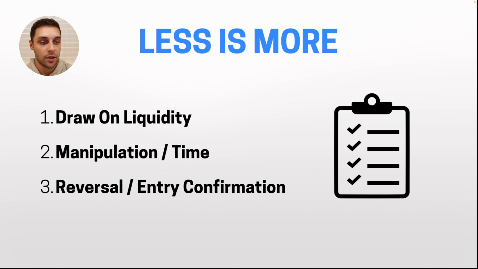Okay, so today, as we're going to progress through the video, we're going to dissect draw on liquidity and how you can get a better idea of where price is going and where you can be targeting to have better, higher quality trades. Number 2, we've grouped these 2 points together. Manipulation and time. Now, if you have been following the channel for a while, you probably know where I'm getting at with this, but of course we will discuss it here with chart examples. And number 3, reversal/entry confirmation. So these 3 points right here are the pillars of a successful trader.